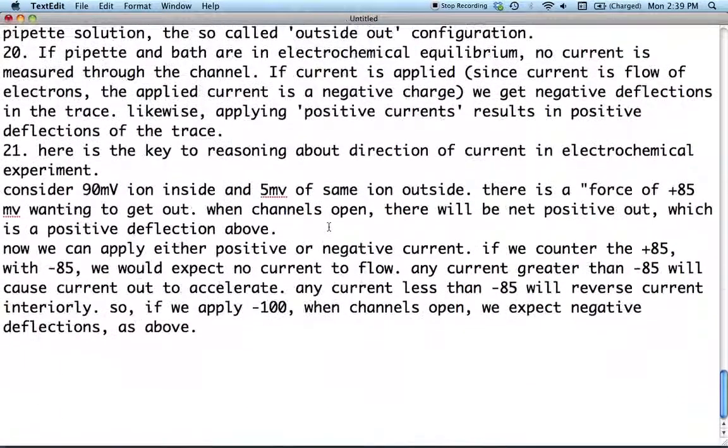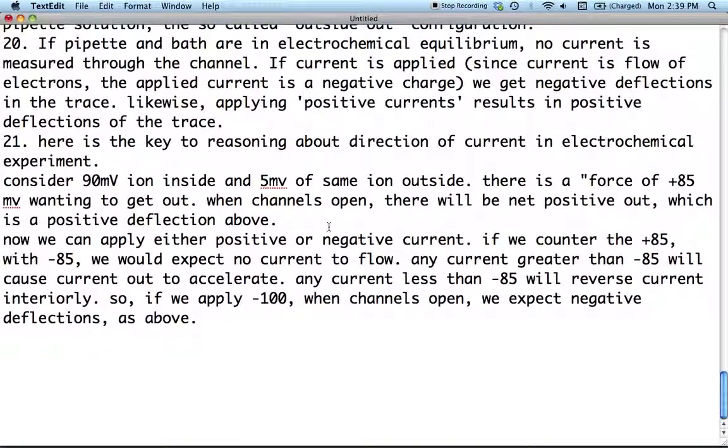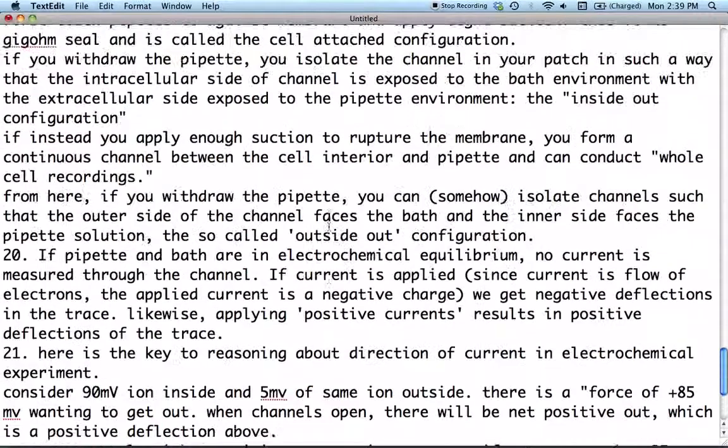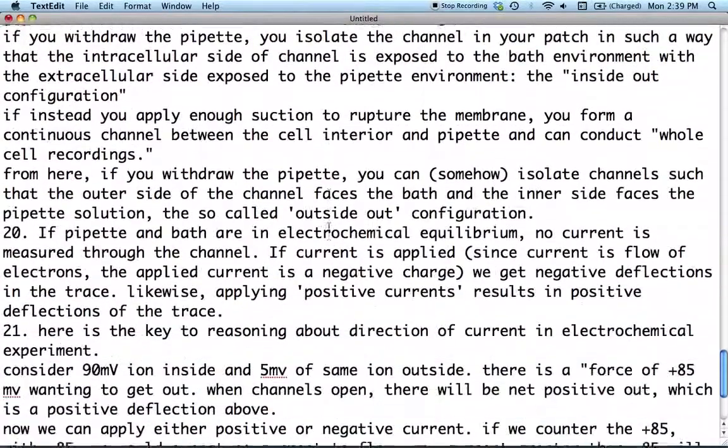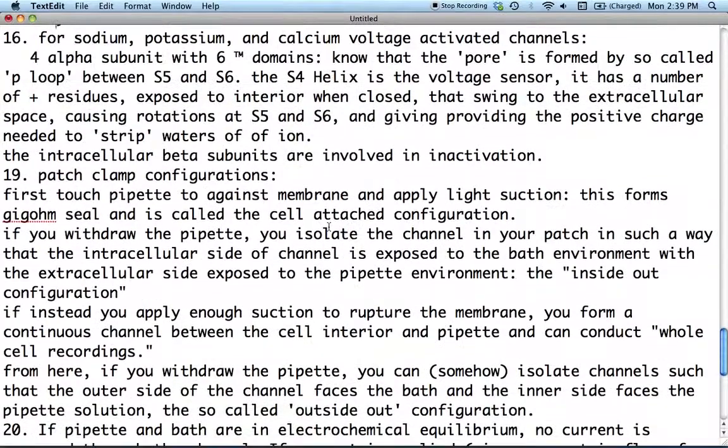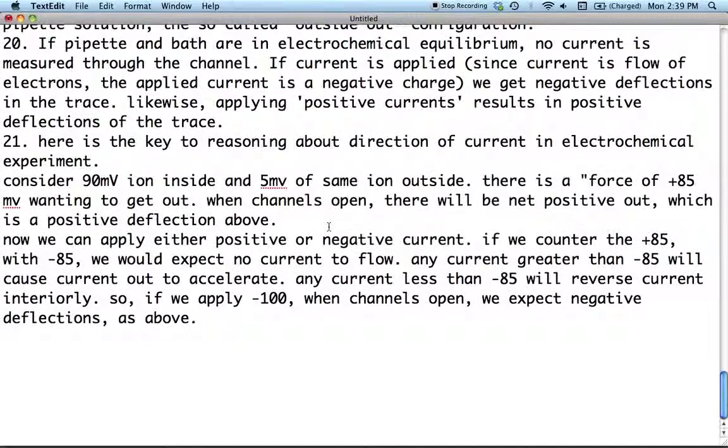Okay, the last two things here, we have to reason about the kind of measurements that you would make doing these patch clamps. Yeah, these are patch clamp configurations. What kind of measurements could you get?